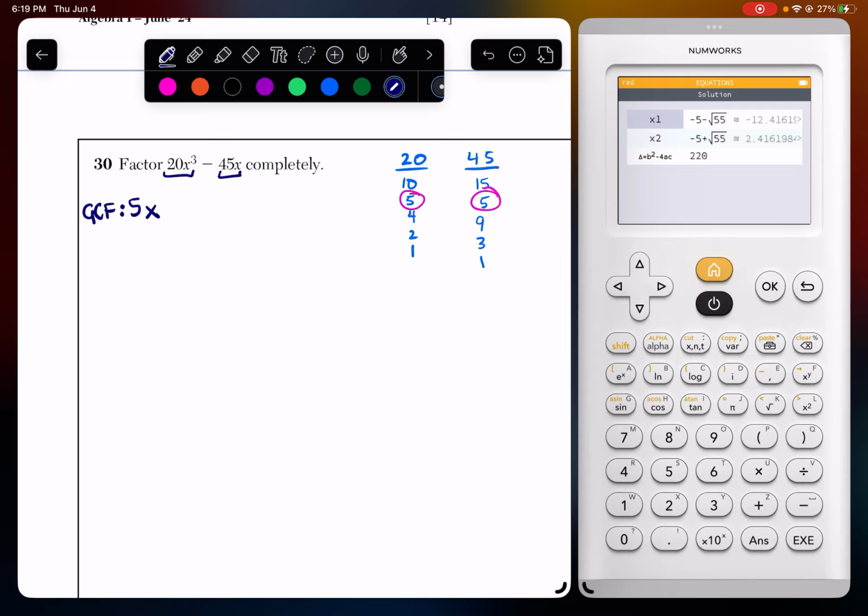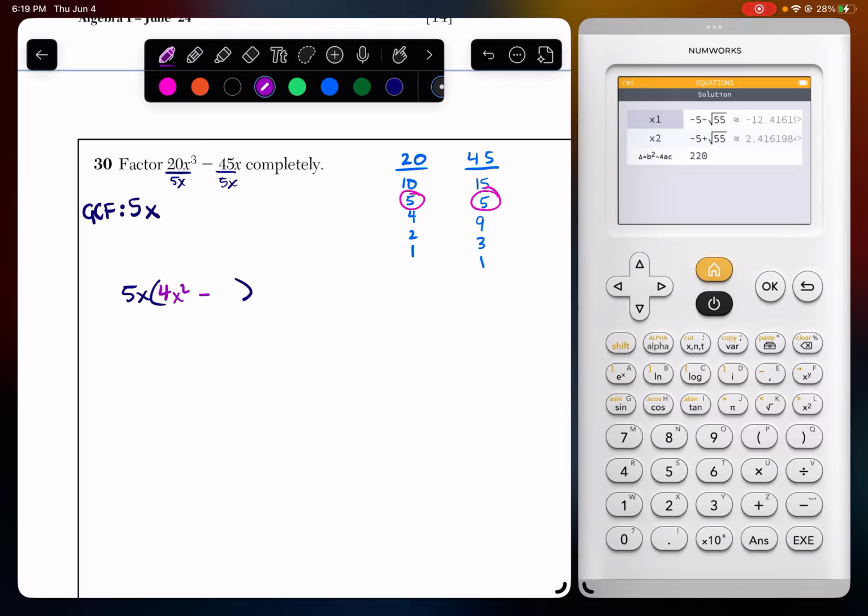Therefore, if I want to factor out a 5x, I'm going to imagine that I'm dividing both terms by 5x. I'm going to put the 5x in front. And then I'm going to figure out what is 20 divided by 5, that is 4. What is x cubed divided by x, that is x squared.